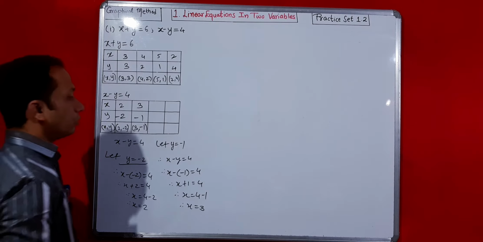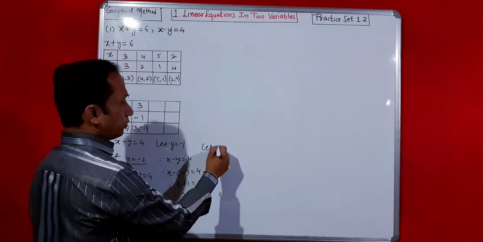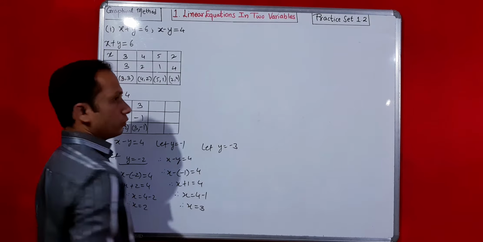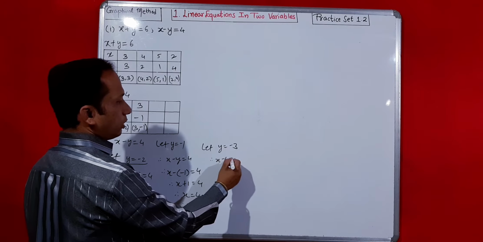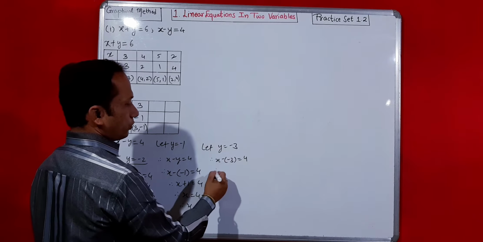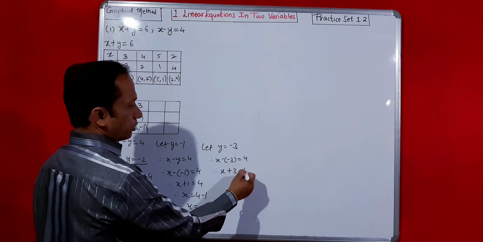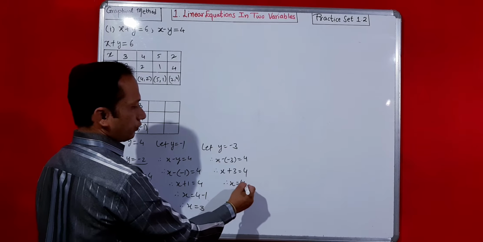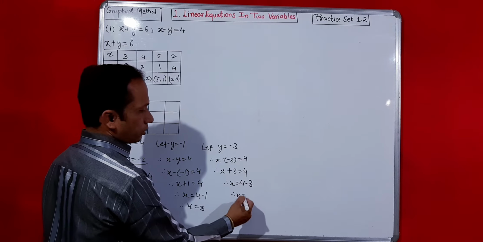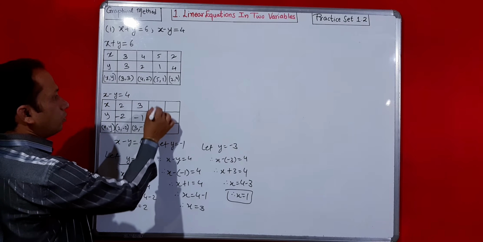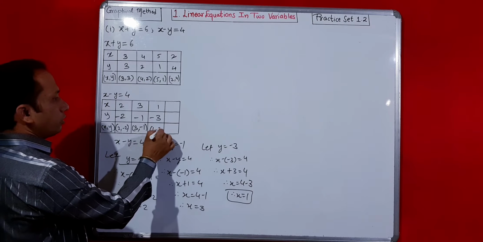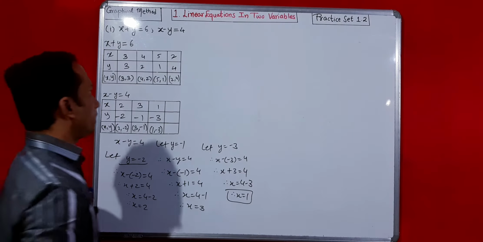Now consider more values. Let y is equal to minus 3. So x minus of minus 3 is equal to 4. So x plus 3 is equal to 4. So x is equal to 4 minus 3. So x is equal to 1. So 1 and minus 3.